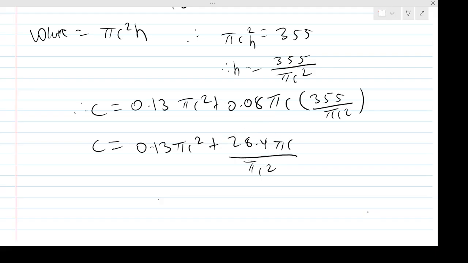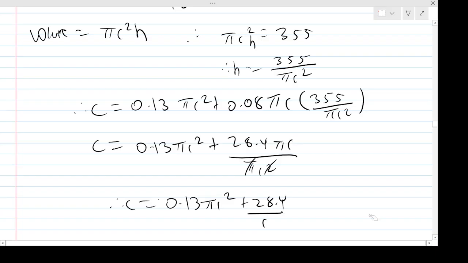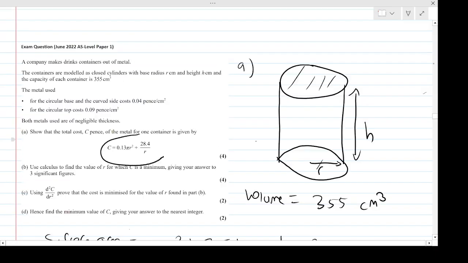Then I can simplify this because pi and pi cancel and r, the radius, cancels with the r squared on the bottom, and I'm left with C to be 0.13 pi r squared add 28.4 divided by r, okay? Because remember, r over r squared gets me 1 over r. So I'm left with the radius at the bottom there. Well, if you match what they wanted, that's exactly what they wanted. So there we are, we've got the formula.